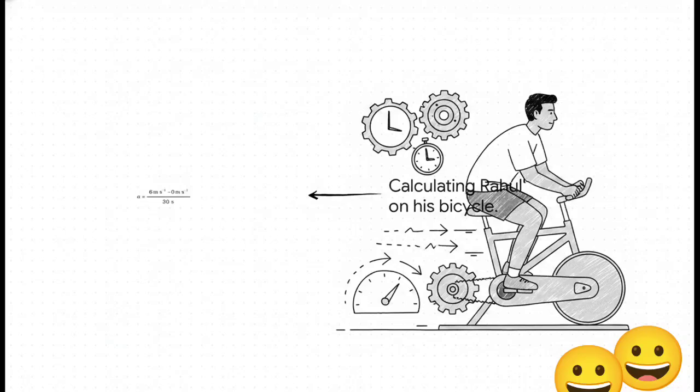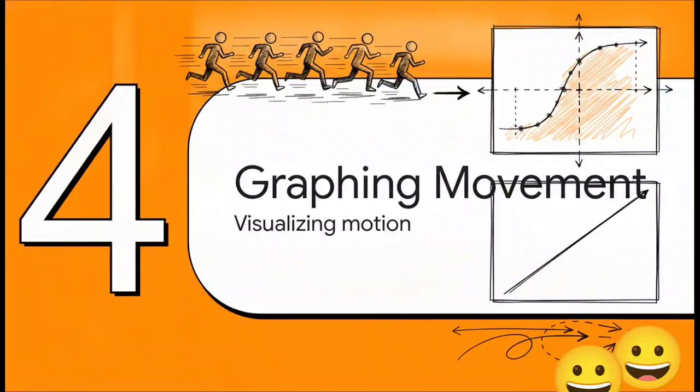Let's ground this math in reality. Imagine a guy named Rahul sitting on his stationary bicycle. His initial velocity, u, is 0. He starts pedaling, and 30 seconds later, he reaches a final velocity, v, of 6 meters per second. Using our formula, we take 6 minus 0, which is just 6, and divide it by the 30 seconds it took. So Rahul's acceleration is 0.2 meters per second squared. What that actually means is he's actively adding 0.2 meters per second to his speed every single second his foot hits that pedal.